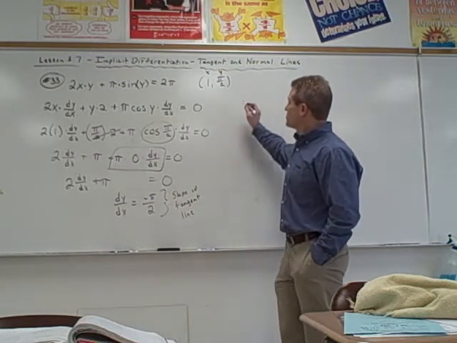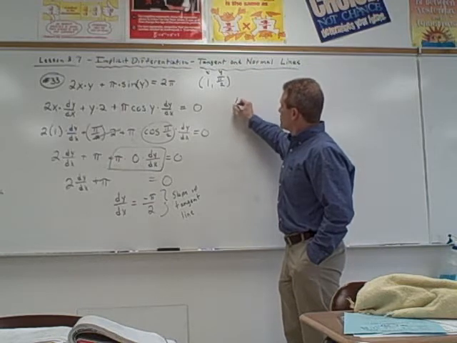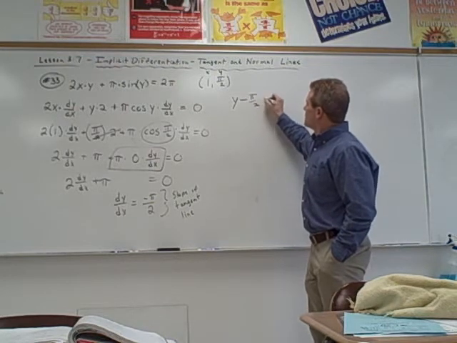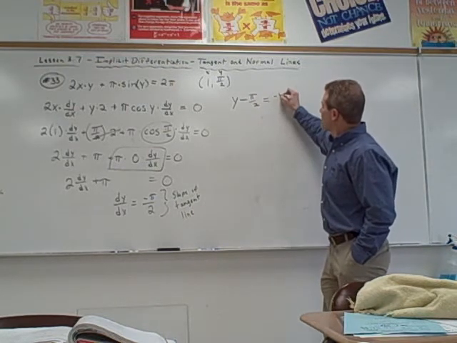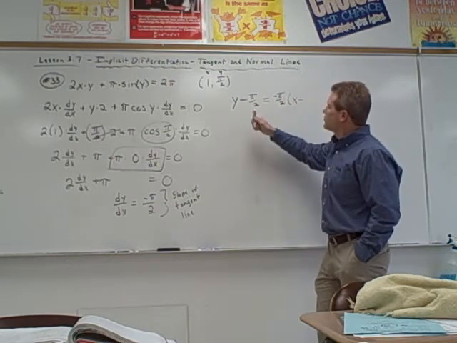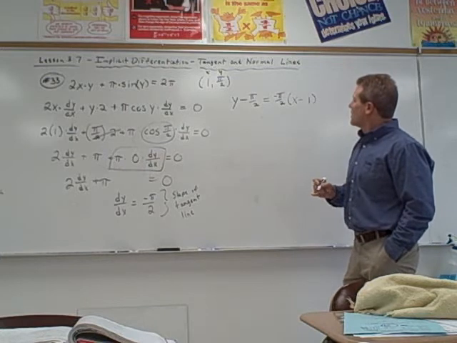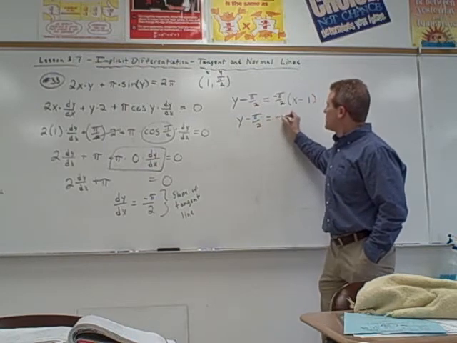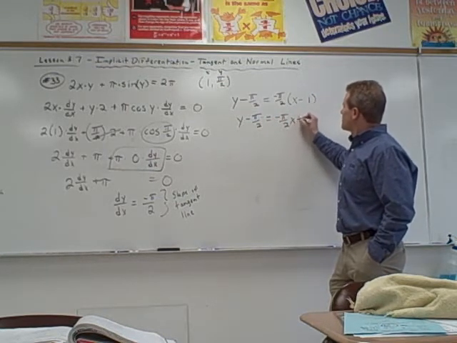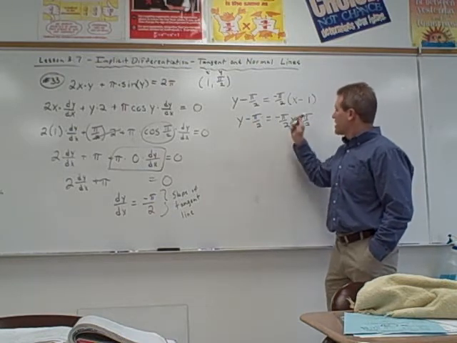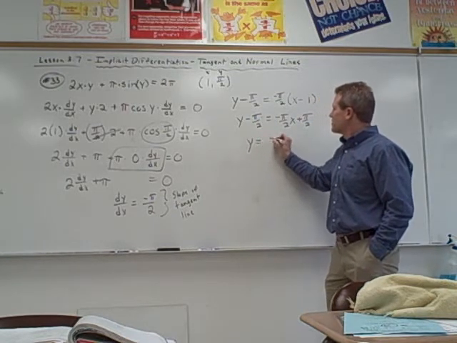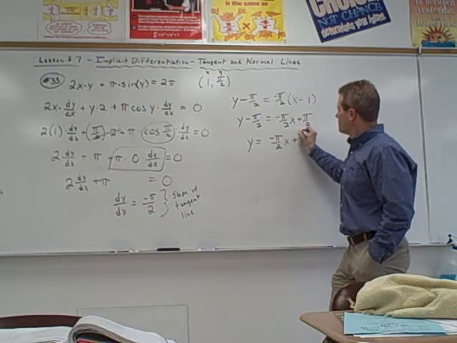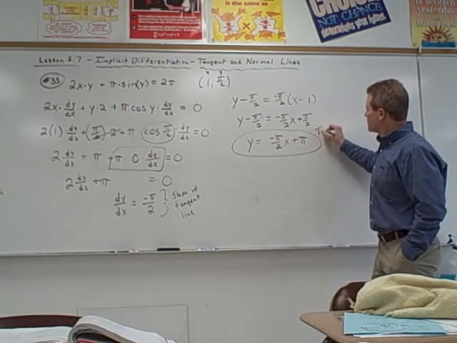Now we're going to write the equation of our tangent line. The equation of a tangent line would use point slope form of a linear equation. So y minus y sub 1 would be y minus pi halves equals the slope of your tangent line, which is negative pi halves, times x minus x sub 1, which would be x minus 1. You could distribute the negative pi halves through, which would give you negative pi halves x plus pi halves. Add pi halves to both sides, and that would give you y equals negative pi halves x plus pi. That would be the equation of your tangent line.